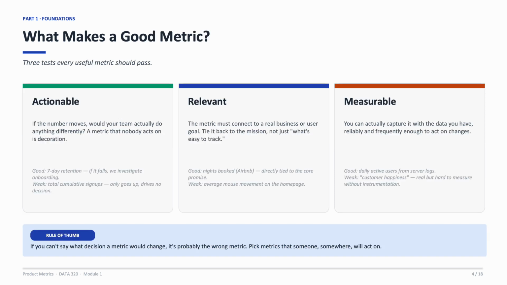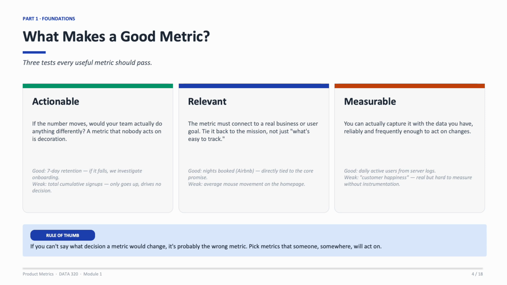What makes a good metric? There are three tests every useful metric should pass. One, actionable. If the number moves, would your team actually do anything differently? If the answer is no, it's decoration. Cumulative sign-ups is the classic failure. It can only go up, so it makes leadership feel good but doesn't help any team decide what to do next.